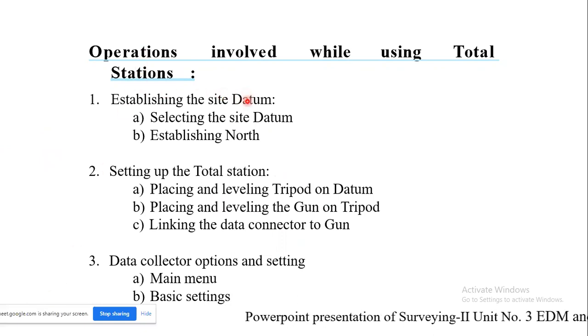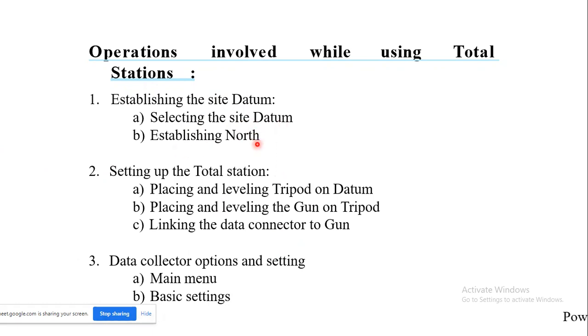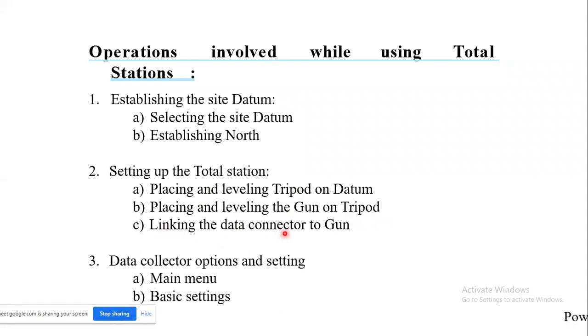So establishing the site datum. Selecting the site datum, establishing the north. Then setting up the total station, placing and labeling the tripod on the datum, placing and labeling the gun on the tripod, linking the data collector to the gun. Data collector options and settings, which is the main menu basic settings.